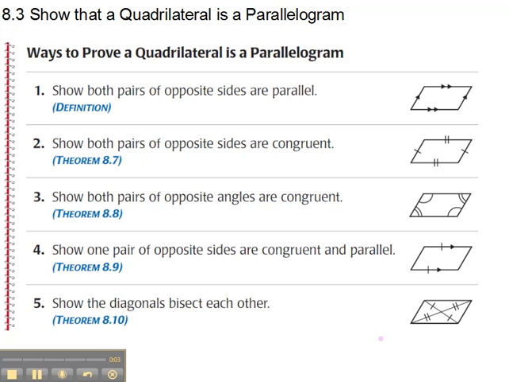Yesterday, 8.2 talked about the properties of parallelograms. Today, we're going to talk about how to prove that a quadrilateral is a parallelogram.